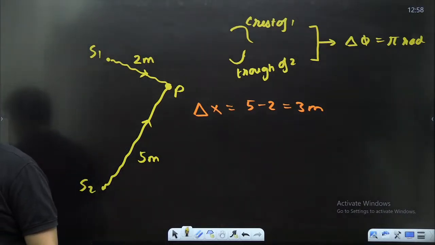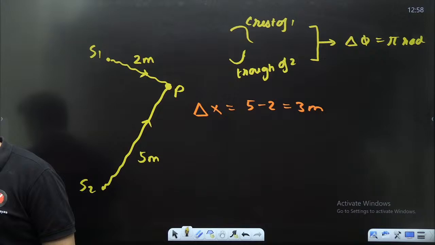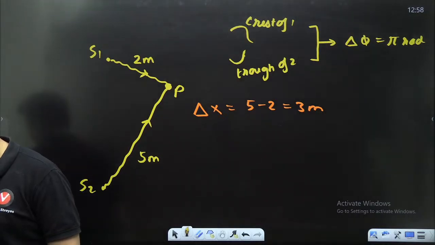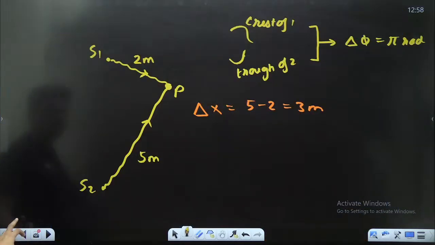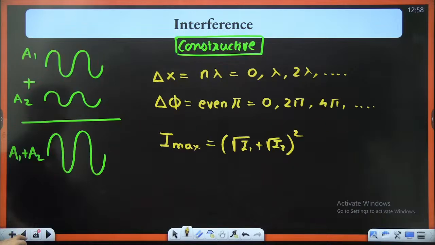Everybody with me on this? Shall we go ahead? Yep, very good. So all these things I have also put up over here in printed form, but you can also refer to this as well.